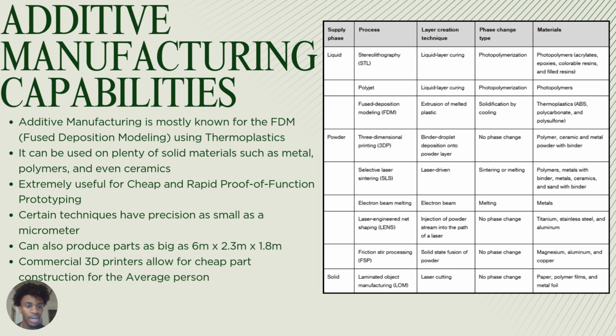Certain techniques have precision as small as a micrometer, and it can also produce parts as big as 6 meters by 2.3 meters by 1.8 meters. Also, commercial 3D printers allow for cheap part construction for the average person at home.